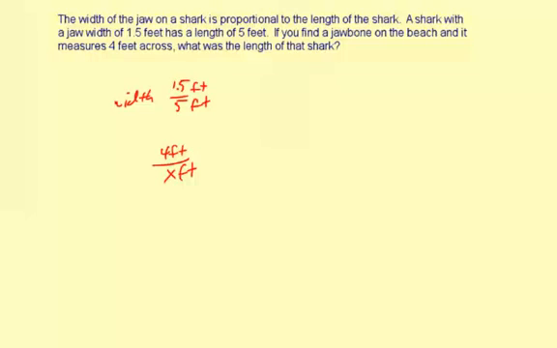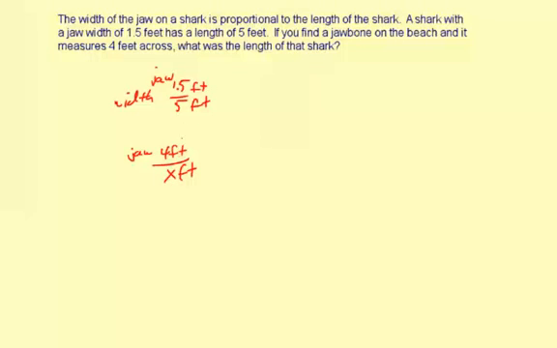Now let's look at how I set this up. The jaw was on the top, so that's the numerator, and the overall length is the denominator. So I did the same with this ratio here. The 4 feet was the jaw, and the overall length is the denominator.